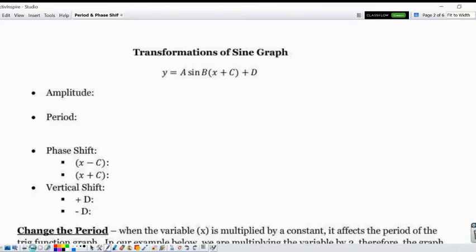So now we're going to change the period. And what we're trying to do here is start to put all of our transformations together.